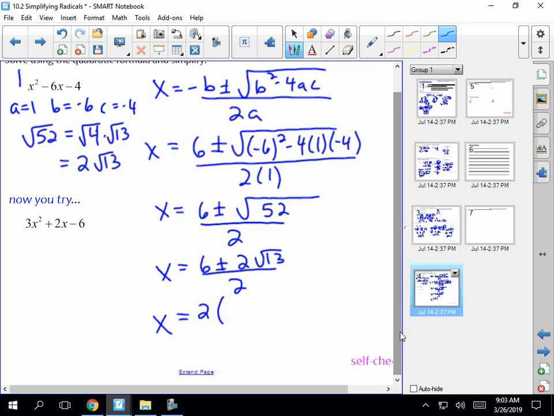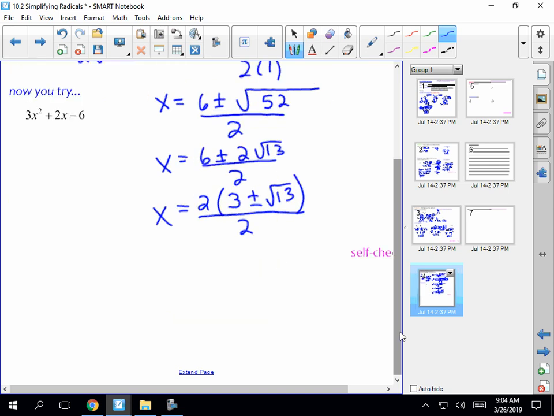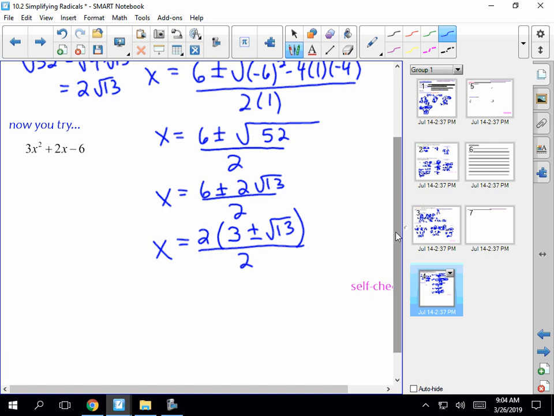If I divide 6 by 2, I get 3. 2 divided by 2 would just be 1, but I still have that root 13 to attach, and it's all over 2. So if I factor out a 2, that's what I'm left with. And then what's 2 divided by 2? Just 1, so they cancel. My final answer is x equals 3 plus or minus the square root of 13, which is what I would have gotten if I'd done completing the square. That's the cool thing about completing the square: you don't end up having to factor at the end like you do with the quadratic formula.